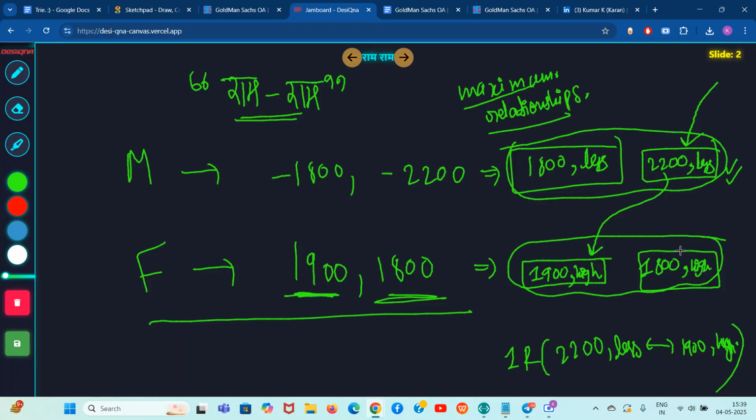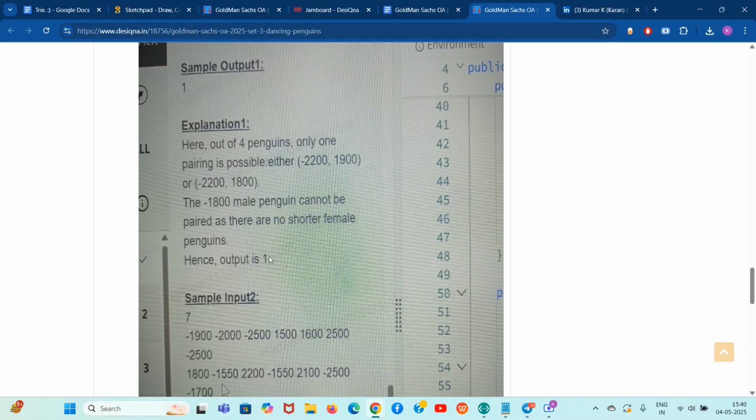Now this guy is left and this girl is left. Guys, can any relationship happen? No. The guy wants a girl whose value is less than 1800, but she is not less than, she is exactly 1800. And the girl wants a guy whose value is greater than 1800, but this leftover guy is not greater than 1800. So the relationship cannot be formed. So, guys, only one relationship you can make. That's why the output is 1. You can see the output is 1 here.